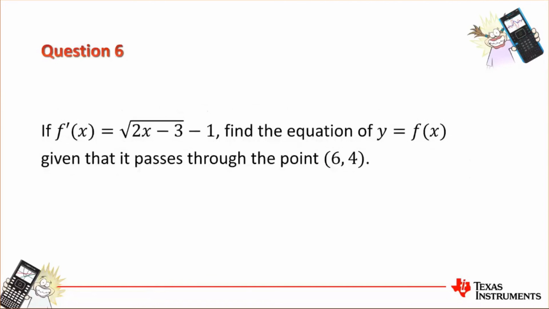If f dash x equals the square root of 2x minus 3, minus 1, find the equation of y equals f(x) given that it passes through the point (6, 4). Okay, so we've got to take the antiderivative, and then substitute the point (6, 4) in, work out the value of c if we did it by hand, and then see how it goes from there. And that's it. And then rewrite the equation. So that's what I'd do if I was doing this in reading time in the exam.